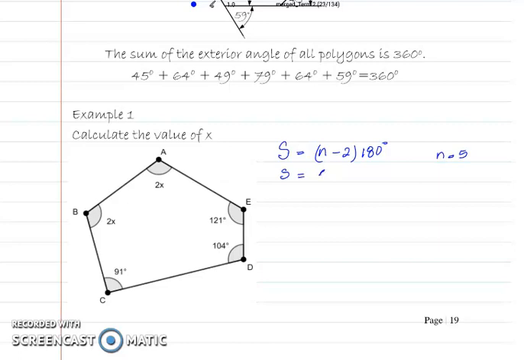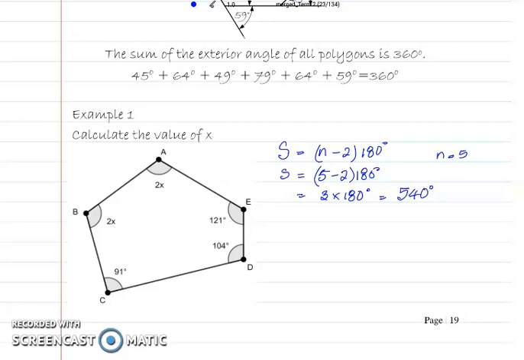5 minus 2 multiplied by 180 degrees. So this would be 3 times 180 degrees, which is equal to 540 degrees. All right, so S is equal to n minus 2 times 180 degrees. Calculate the sum of the interior angles of all polygons, where n in the formula stands for the number of sides.